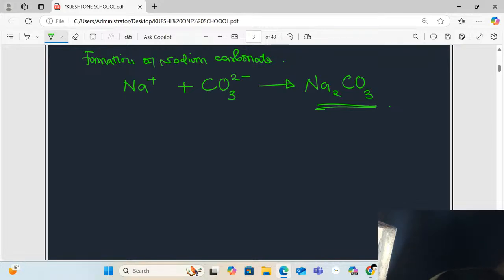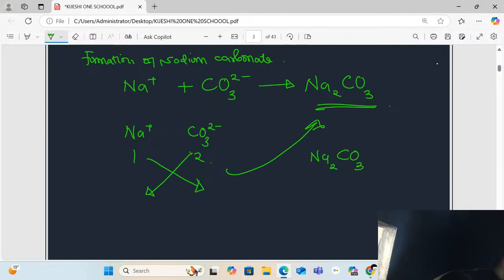Let's now analyze it. Sodium ion is valency 1, while the carbonate, which is reacting as a unit, which we say it is a radical, is valency 2. Therefore, during the formation of the final product, they exchange their valencies. And that is why we'll be able to arrive at this. Therefore, sodium picks the valency of 2, and the carbonate picks the valency of 1.